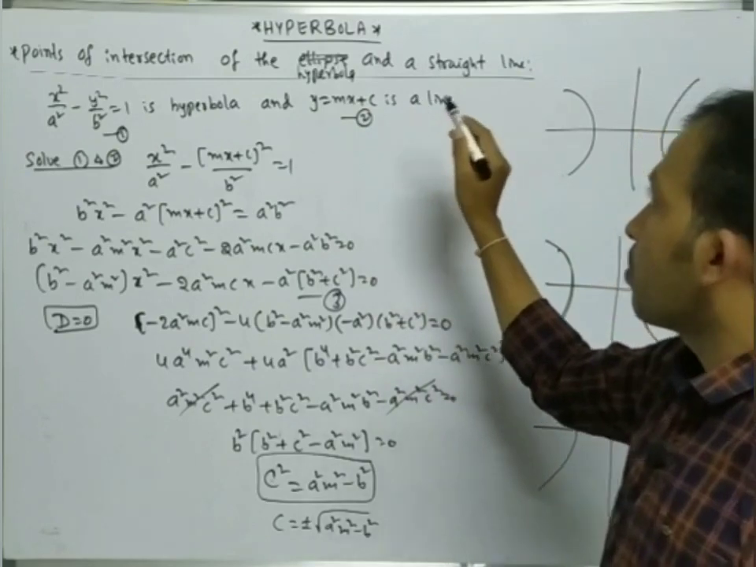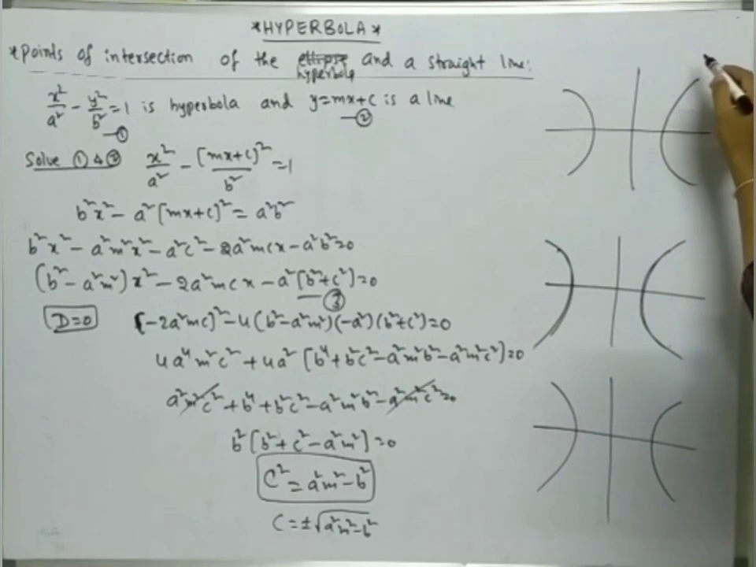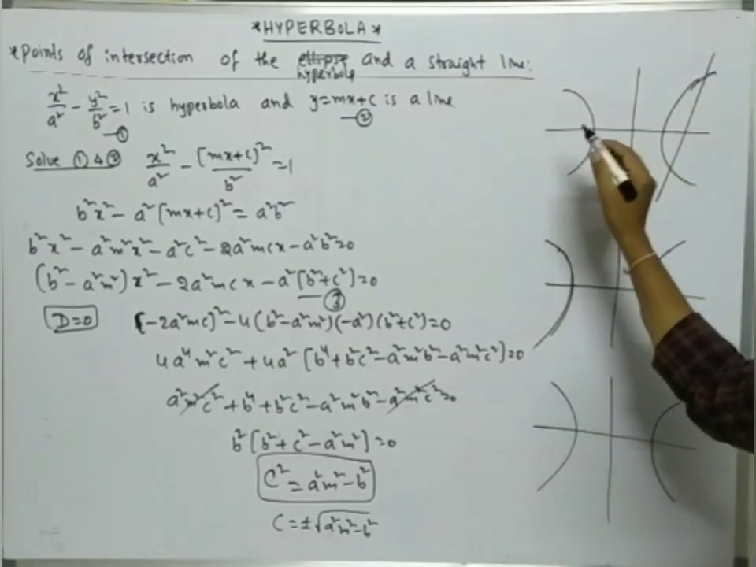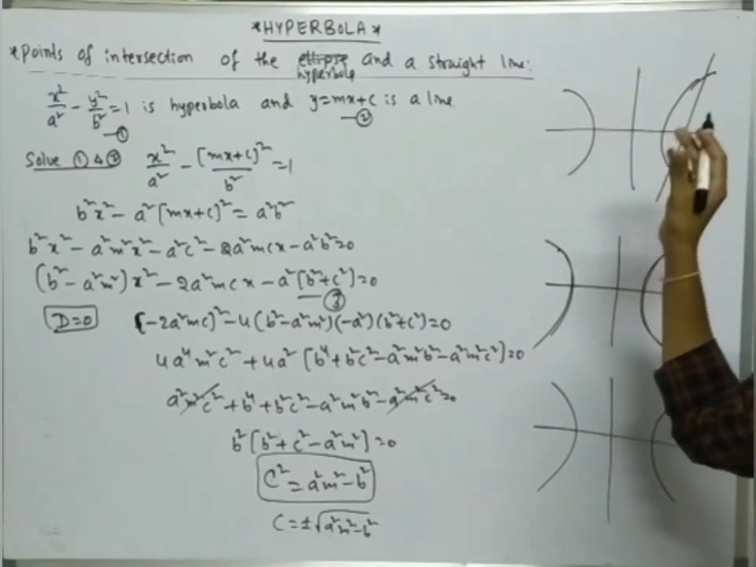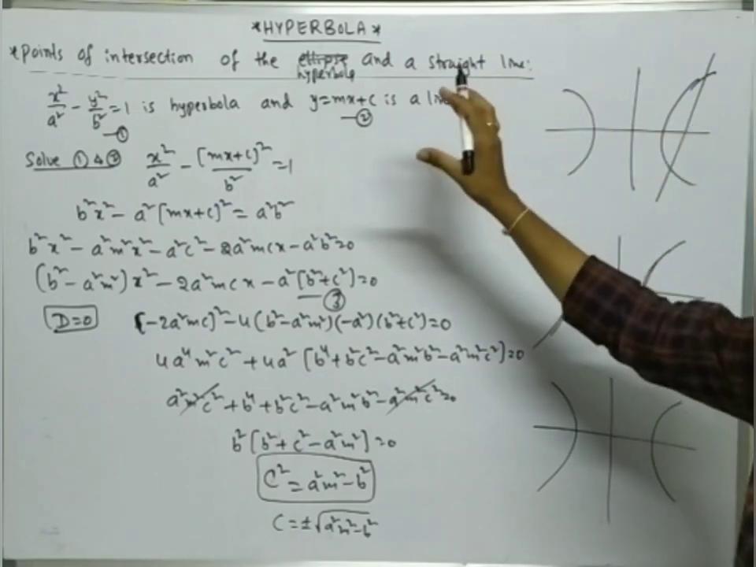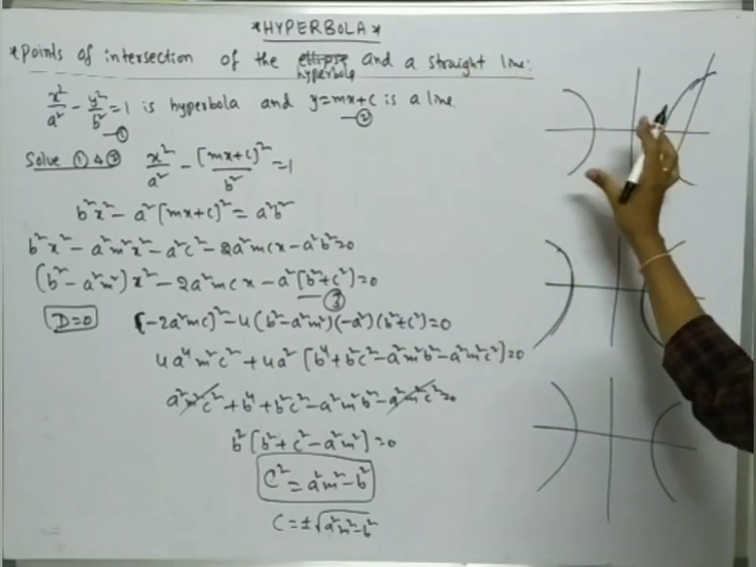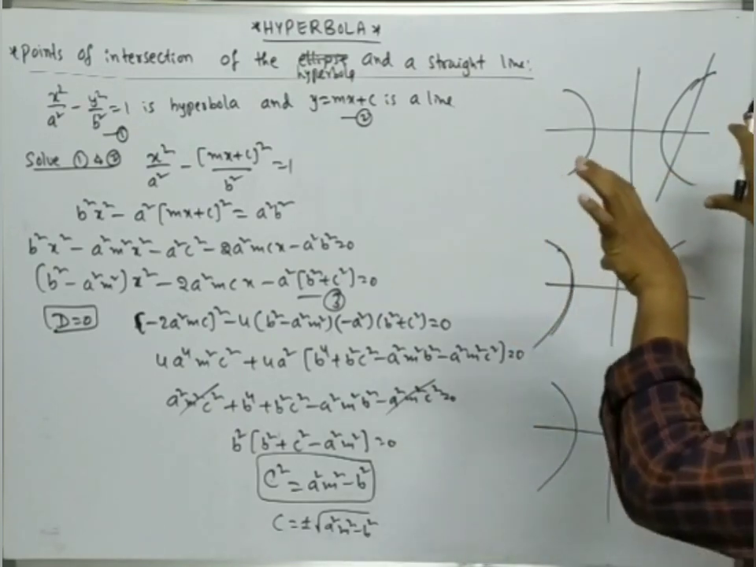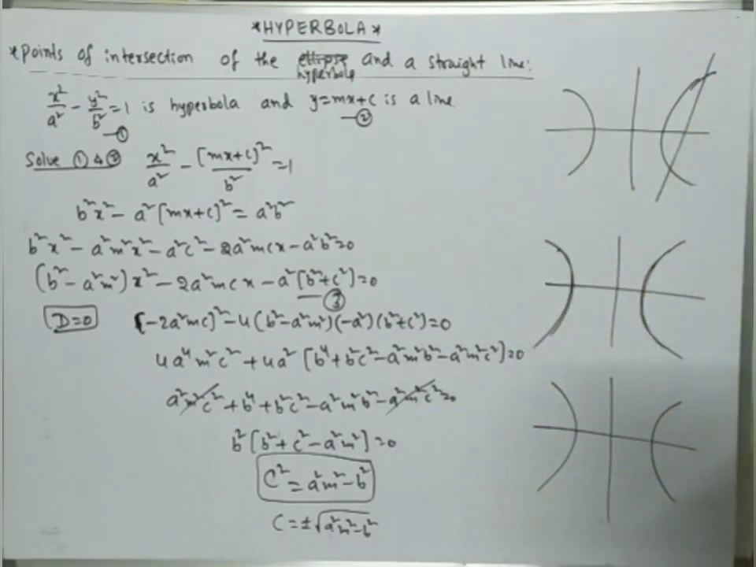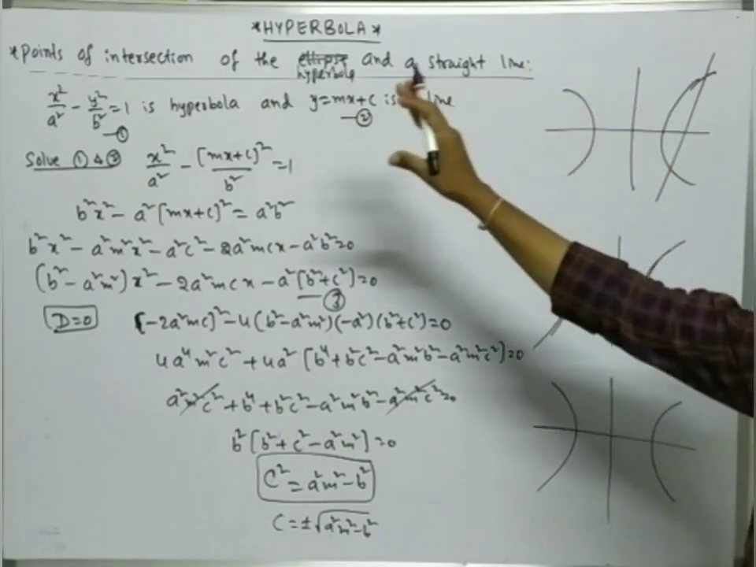Point of intersection of the hyperbola and a straight line. So this is the figure of a hyperbola. A straight line may intersect like this. Don't think these are two pieces; these are two separate curves. This is the graph of a hyperbola, a combination of two curves on opposite sides. One opens to the left side, the other opens to the right side, so it is a combination of two pieces.